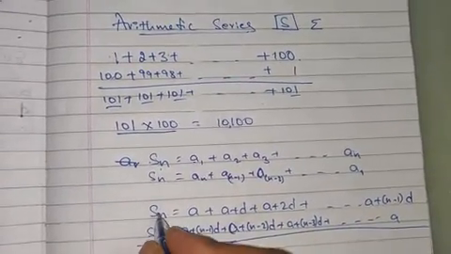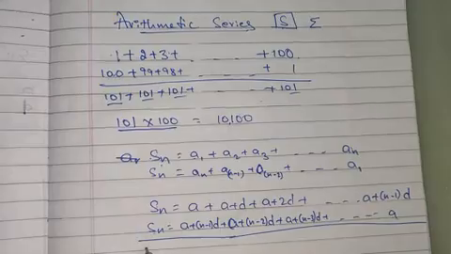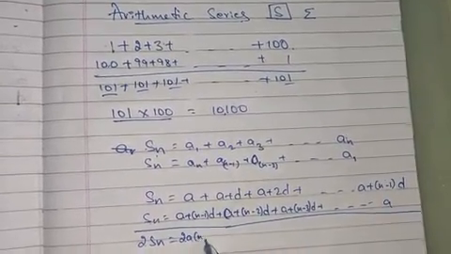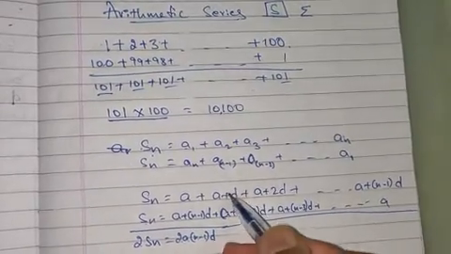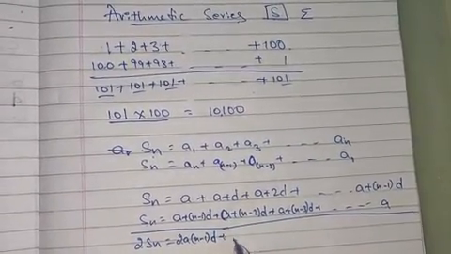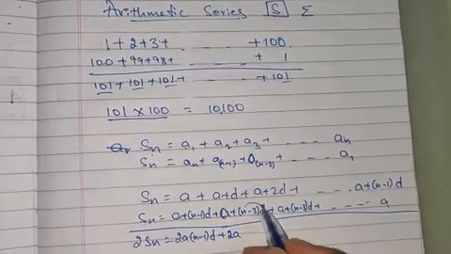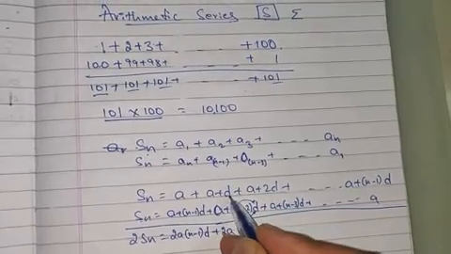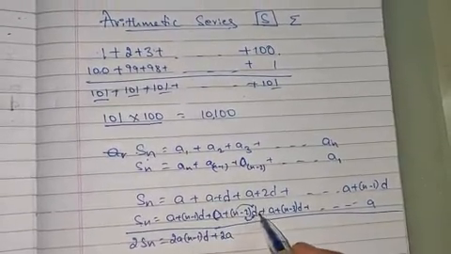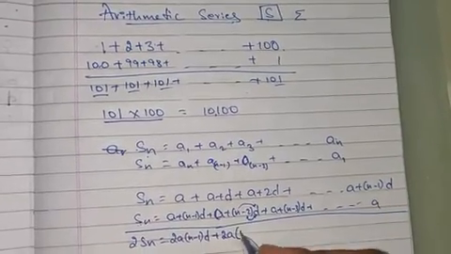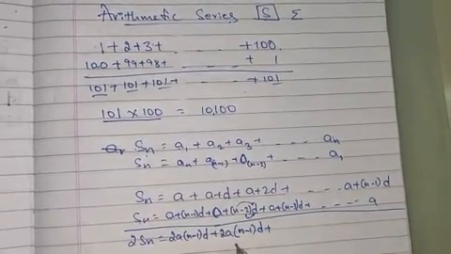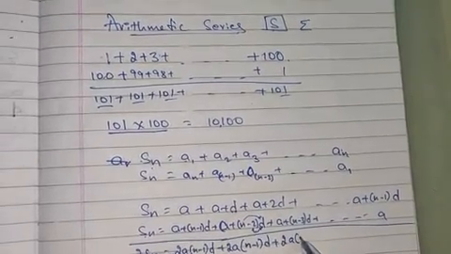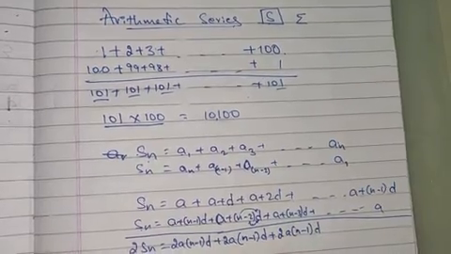Let us add this. Sn plus Sn gives us 2Sn. A plus A gives us A plus n minus 1 into D. Similarly, if we add these two, A plus A gives 2A, n into D gives nd, minus 2 into D minus 2D, minus 2D plus 1D gives us plus 1 minus 1D. So when we take common, again we get here as 2A plus n minus 1 into D. Similarly, this also 2A into bracket n minus 1 into D.